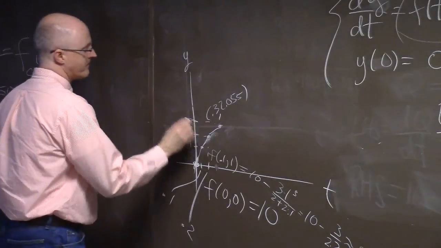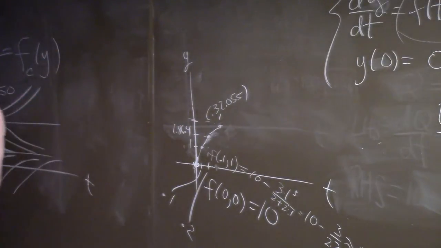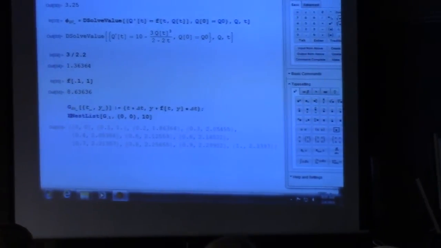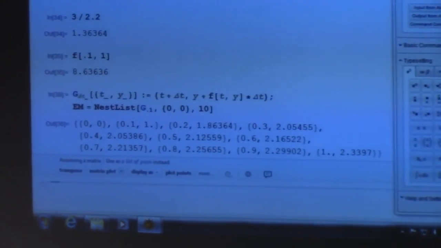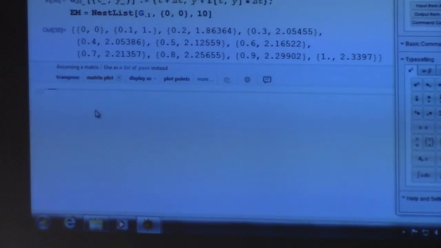Okay? That's the quickest way to implement Euler's method. Give me 30 seconds here. I'm going to store this list in a variable I'm going to call EM. EM stands for Euler's method. And then I can also plot it with ListPlot. ListPlot plots points like this.